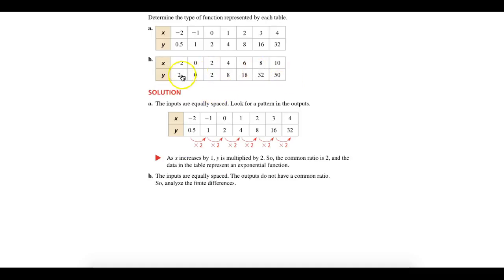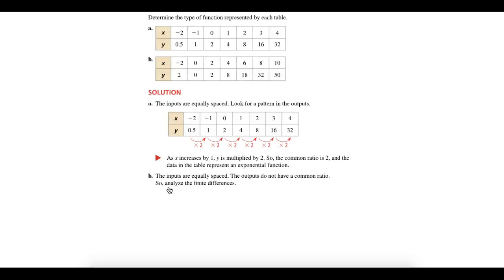So in this case, since we are equally spaced in our x points, we can look for patterns in our y values. Now, 2 to 0 to 2 to 8, 18, 32, 50, this does not have a common ratio, right? 2 times 0 is 0. 0 times 2 we can't get to 2. 2 times 4 is 8. 8 times 2.something is 18. So again, there's no common ratio. So what we want to do is analyze the finite differences. Now we've done finite differences before.